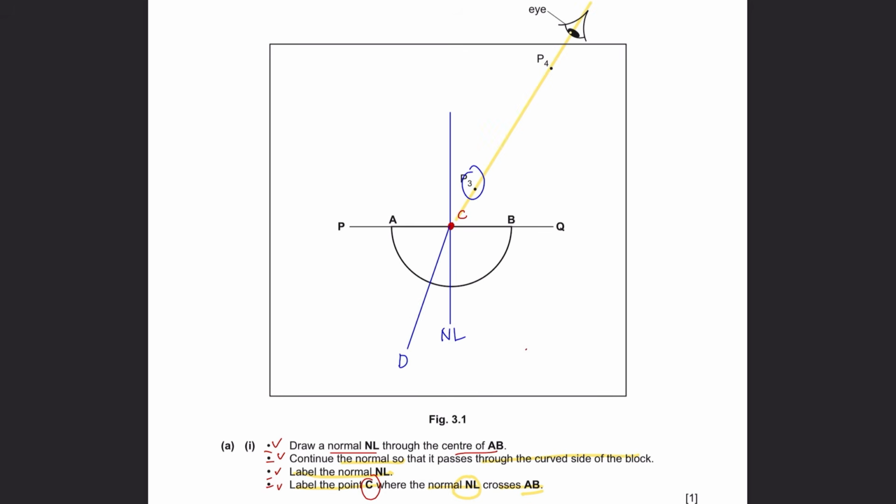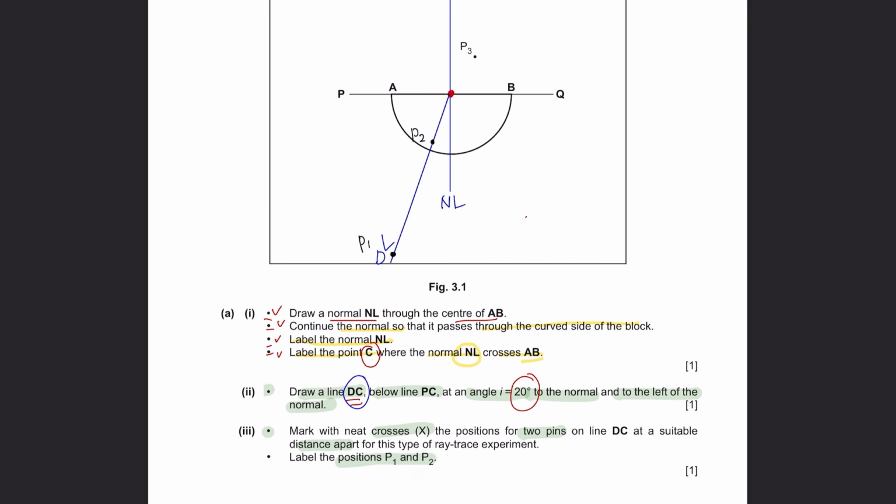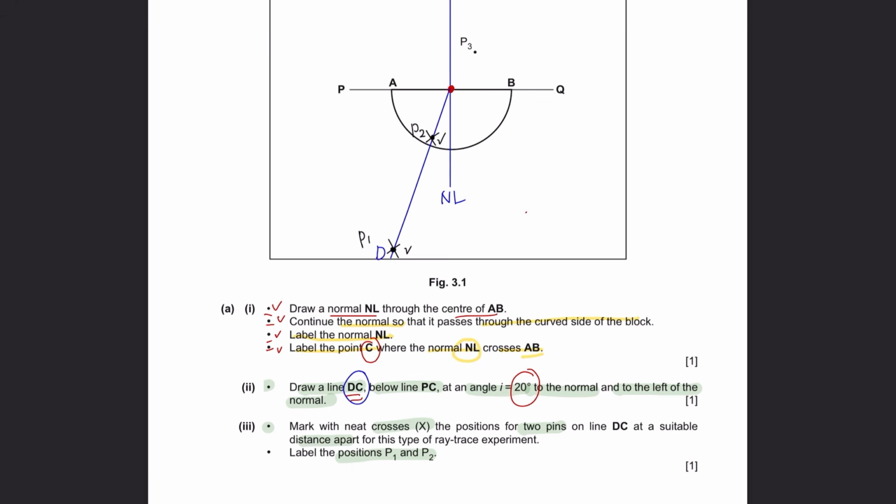Just like how there are 2 pins at a suitable distance falling on the reflective ray, you need to place 2 pins on line DC as well at a suitable distance apart. So I will just refer to the distance of P3 and P4 and use the same measurement for P1 and P2. First, let me extend the line DC. So this should be a suitable distance apart between P1 and P2. So mark with neat crosses of X and label it as P1 and P2. Done.